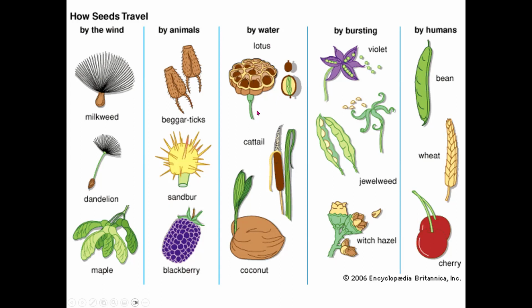There's water. So the lotus, the cattail, the coconut, as she said, will travel many, many, many kilometers. There's also the explosive ones, burst, violet. I have no idea what a jewel weed is. Witch hazel would just go everywhere. Now, by humans, of course, beans, wheat, cherry, we disperse them because we eat them. And they're all very small seeds, so they just drop by.